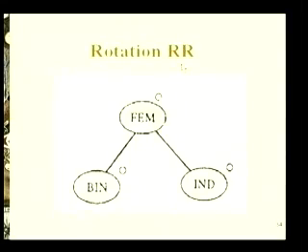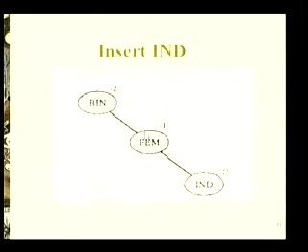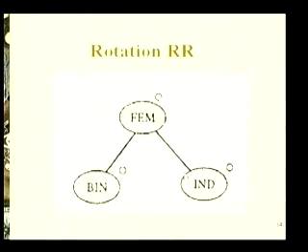What rotation are we going to have in this particular case? We will make the tree up from this particular place. So fem will become the root, bin the left, and ind the right, and this is what we will get as our rotation. Fem becomes the root, we have changed the root. Bin becomes the left subtree, and ind becomes the right subtree. So this is a perfectly balanced tree.